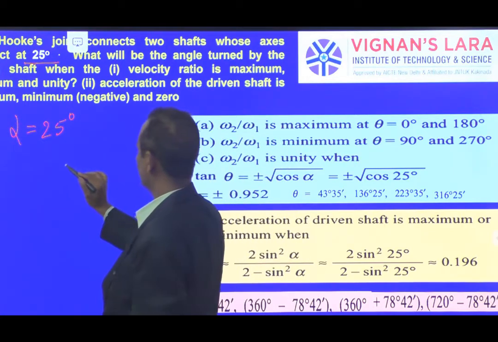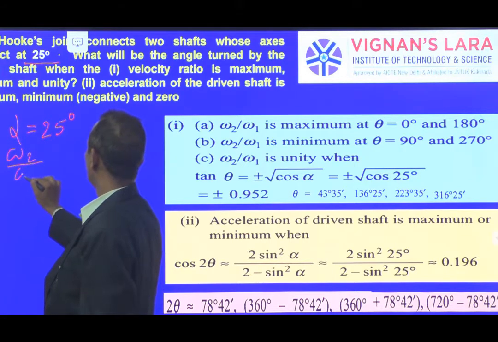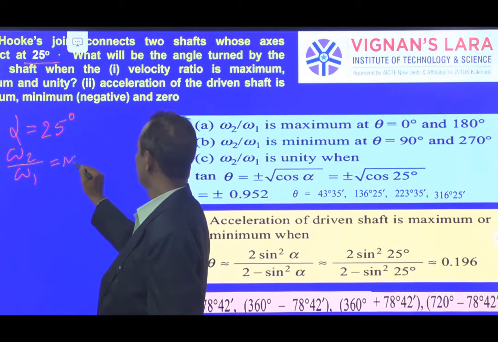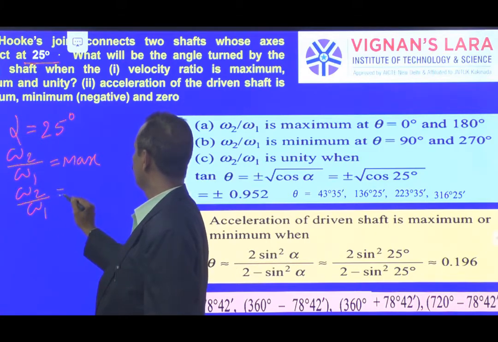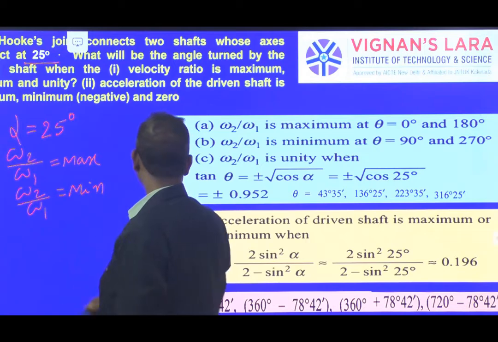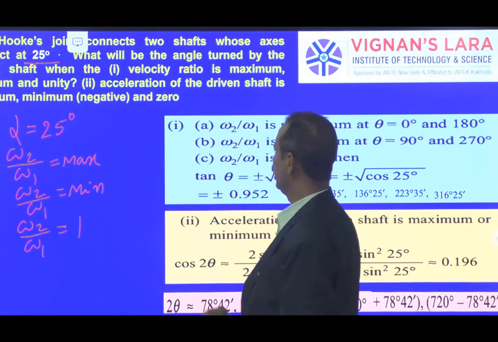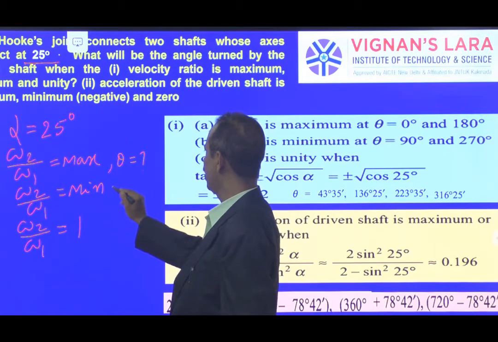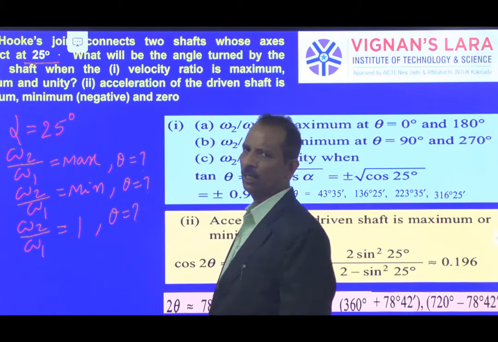So this is the first part. That means I require ω2 by ω1 which is maximum, ω2 by ω1 minimum, then ω2 by ω1 unity. When will this happen? At what θ will this happen? This is my requirement. That is the first part of the problem.